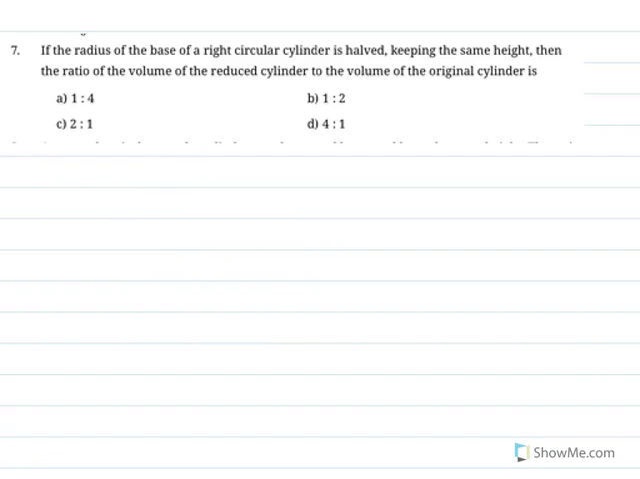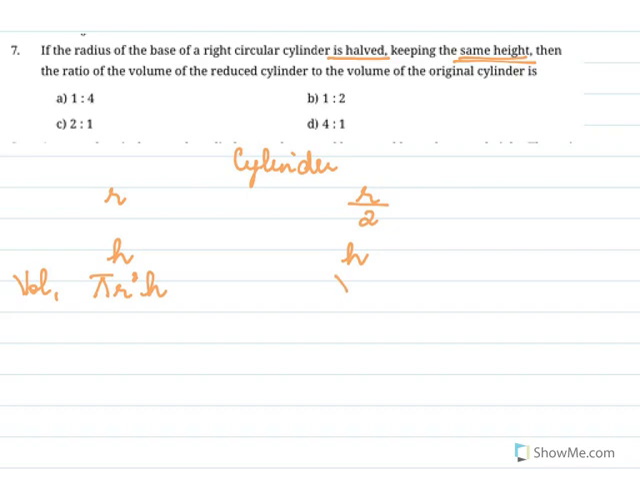If the radius of the base of a right circular cylinder is half, so here we are dealing with a cylinder, and in the first case they said the radius is half. So if the radius is r, now the new radius will be r by 2 because the radius is half. Keeping the same height, the height remains the same, so h and h. Then we have to find the volume. Now volume in the first case, volume 1 will be pi r square h. And here volume 2, which is a reduced volume, will be pi r square, r by 2 the whole square h.